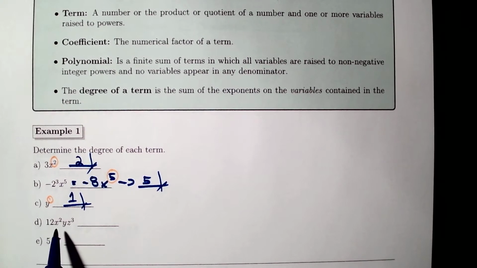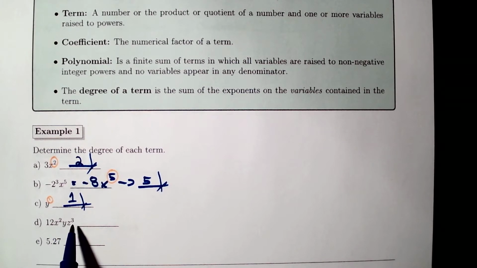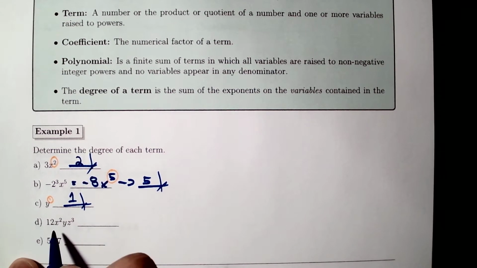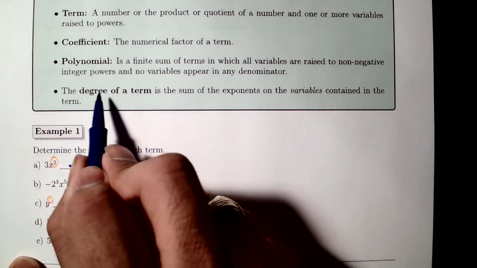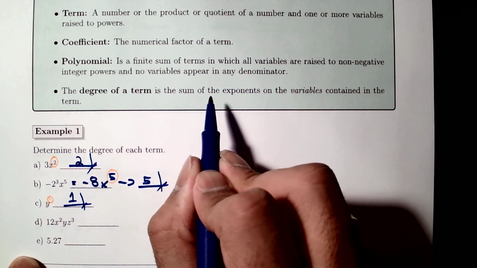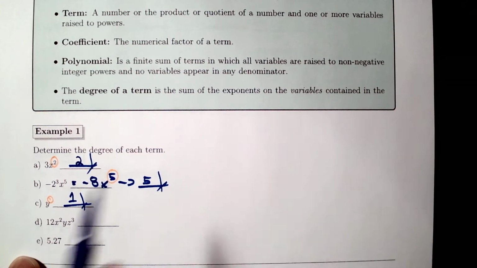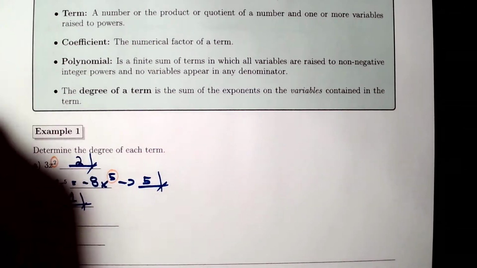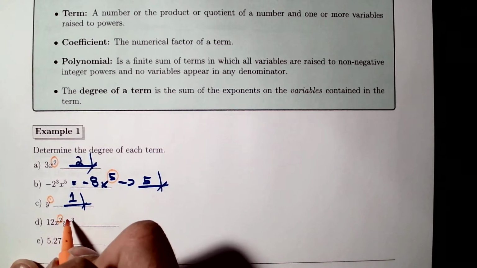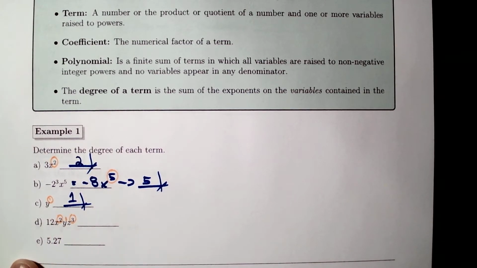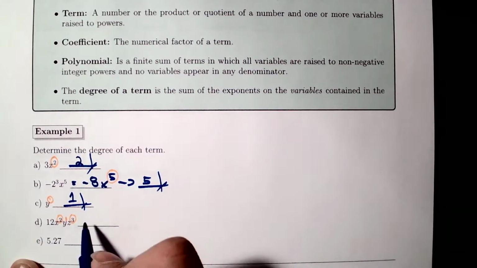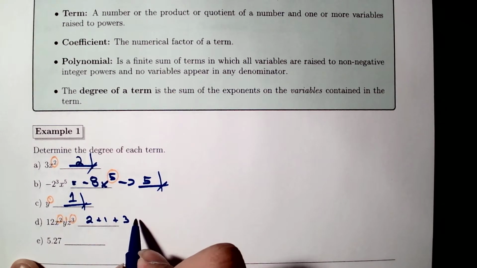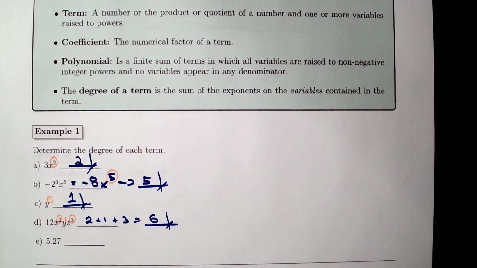For letter D, we now have more than one variable as a factor comprising this term. Notice we have x, y, and z. If we go back to the definition, the degree of a term is the sum of the exponents on the variables contained in the term. So we're going to add all the exponents: the number 2, this invisible 1, and that number 3. So 2 plus 1 plus 3 gives us a 6. So that's the degree of the term.